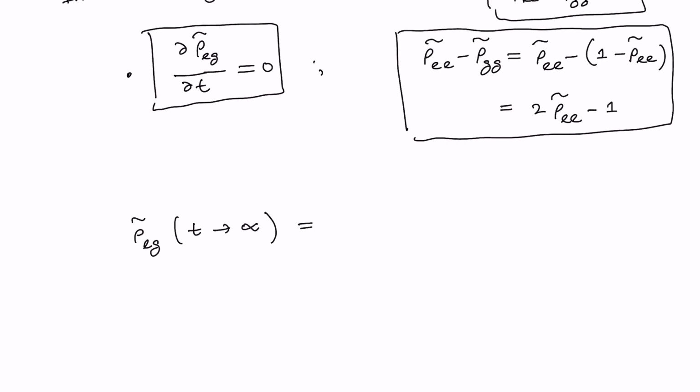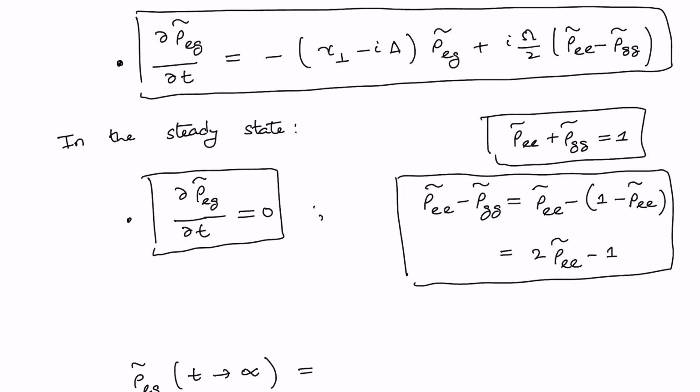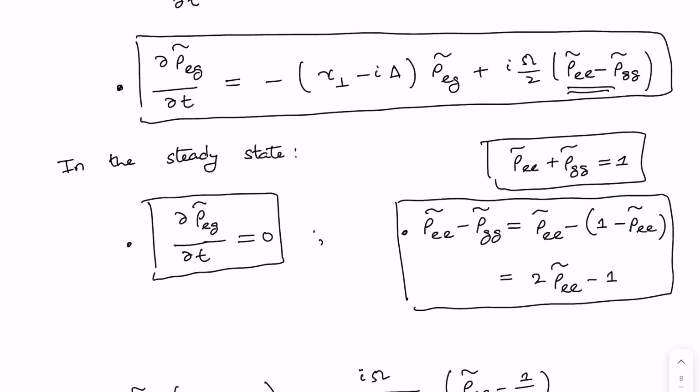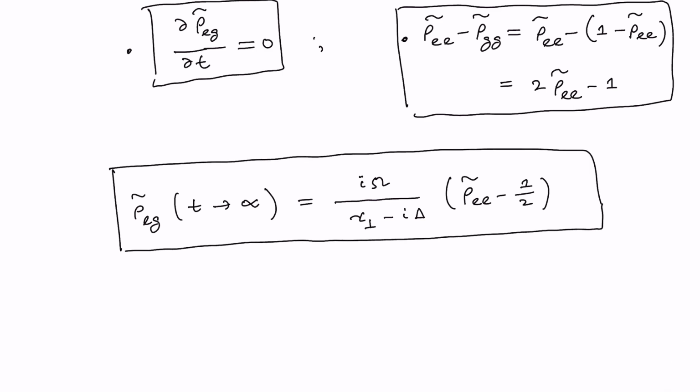And from this equation you can easily find out what is rho tilde EZ, and that's going to be very trivially, you can see that this is going to be I capital omega gamma perpendicular minus I delta, and you have rho tilde EE minus half. Okay, where I have utilized these relations as well. Here I have utilized this relation. That's the reason I am getting it. If you take a piece of paper and a pen and do these things with me, then you will get it very easily and straight away.